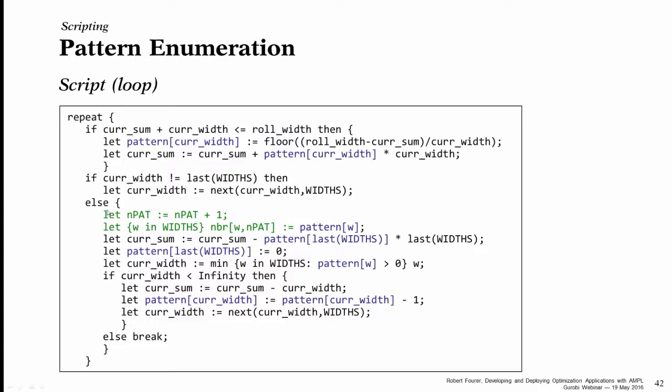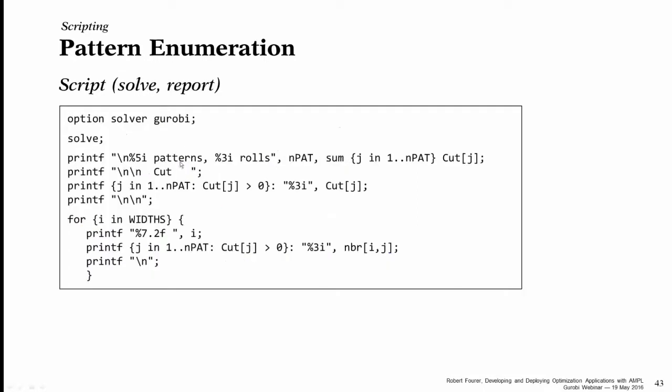It only gets to here when it's found a complete pattern. At that point, it steps the number of patterns by one, and it copies the pattern into the pattern matrix. And it just keeps going around this until finally there's nothing more. I can now put that inside my script, and when I'm done with it, I just solve and print out some results.